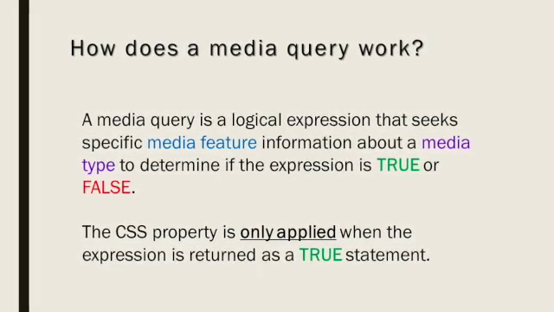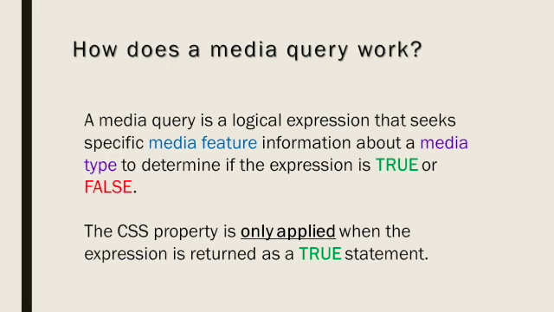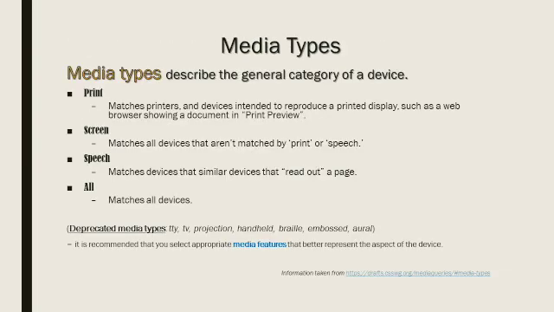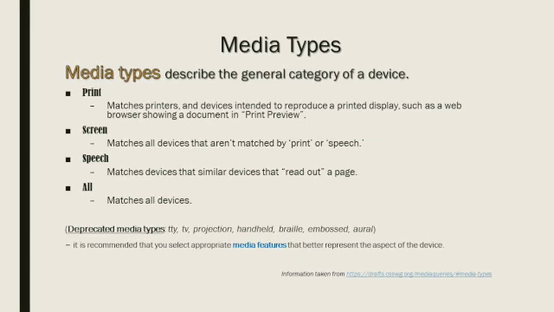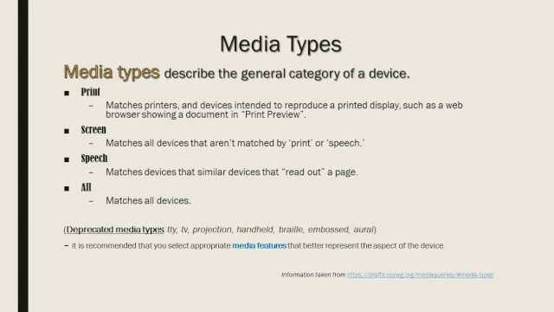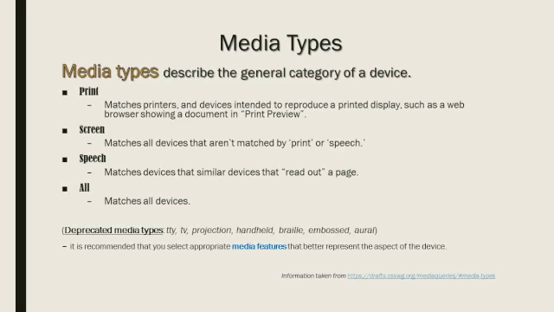But first we have to understand the elements of the query. What does it need to complete its objective? First, it needs to have a media type. Media types are the actual device that the query will use for the logical expression of the media features. There are currently 4 media types as of July 2018 in the Media Queries Level 4 draft.